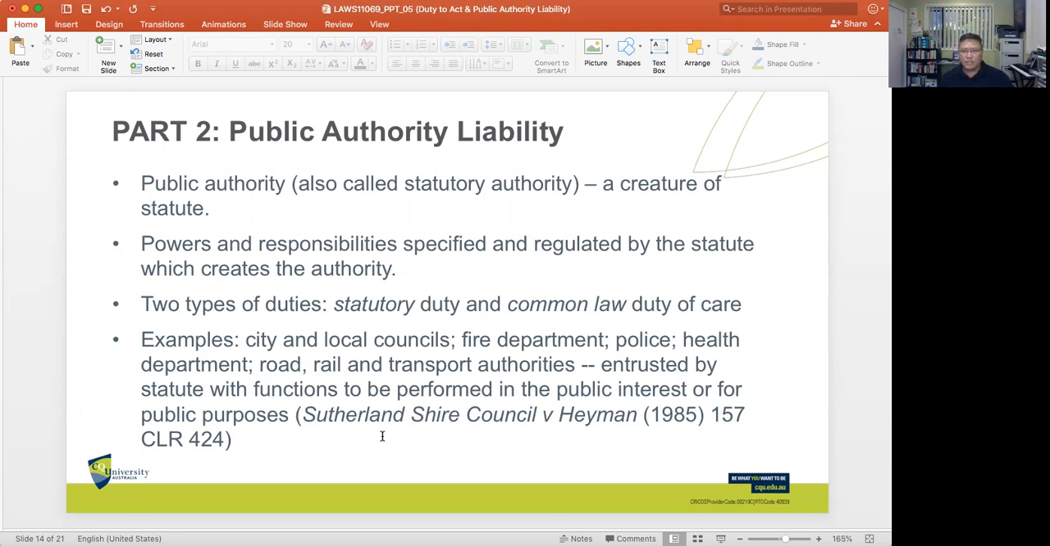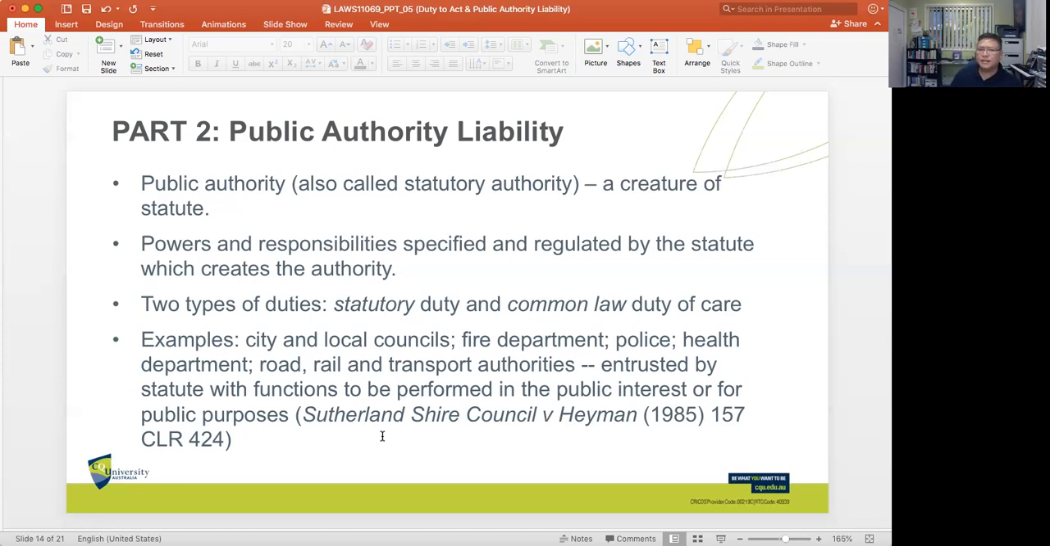These are powers and responsibilities specified and regulated by the statute which creates the authority. We need to be clear that when you speak of public authority, there are two duties involved. One is statutory duty, and the other is the common law duty of care. The statutory duty would be duties that have been defined and prescribed by the statute itself. It would say this particular statutory body has the following duties. So the statutory duty is defined or could be implied by the statute.